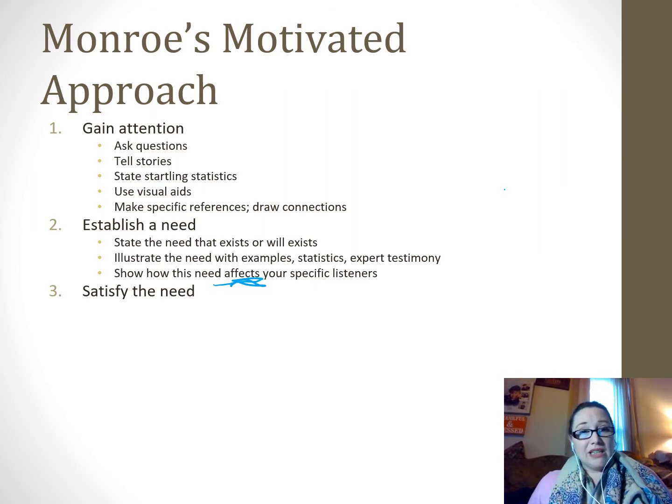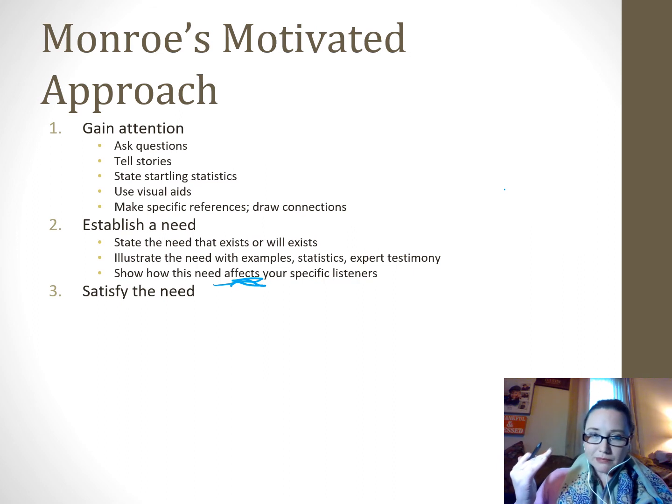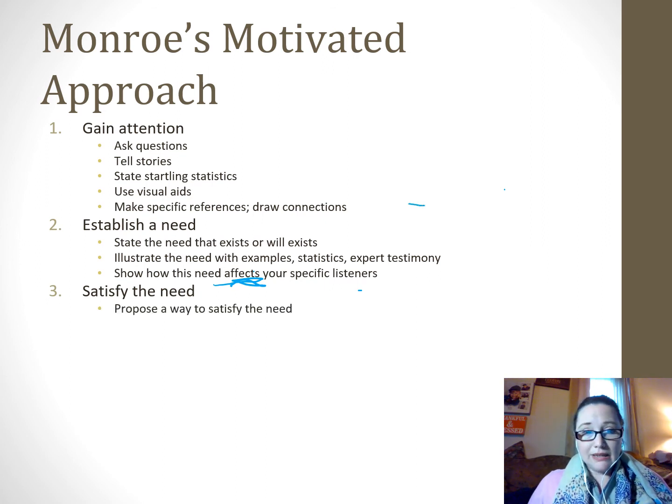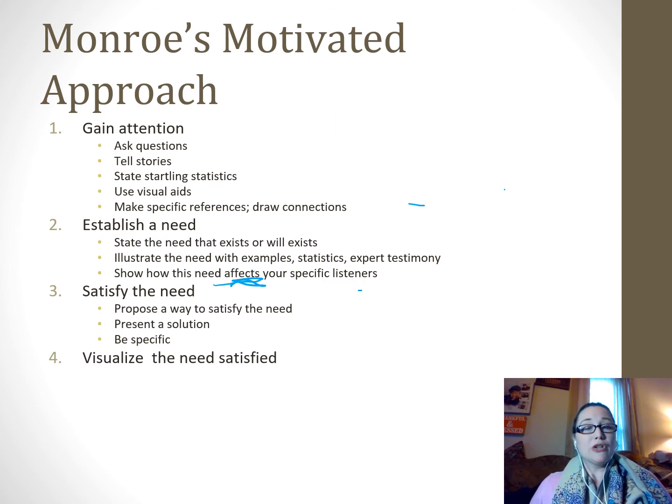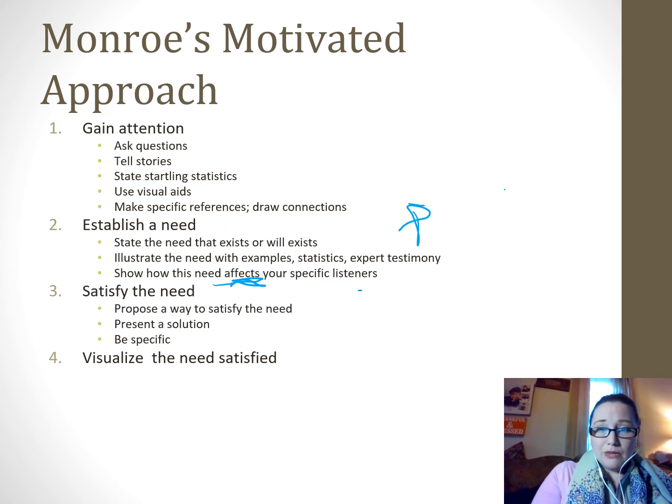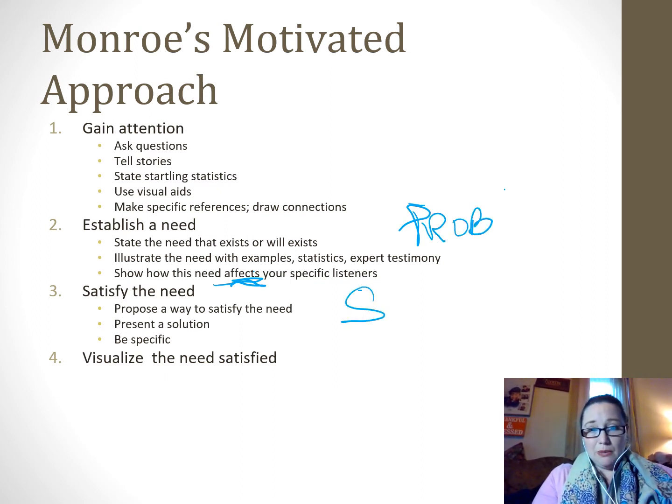Then we satisfy the need. So this is the solution. We call this need satisfaction or problem solution method. So you're going to satisfy the need. You're going to present the solution that you feel will help the audience and solve the problem. Make sure that you are specific, that you give a lot of detail when you are explaining the solution.